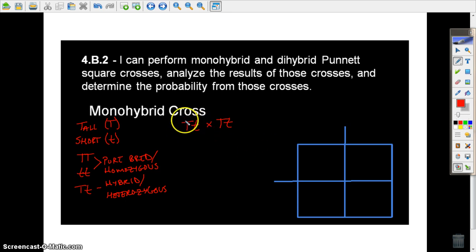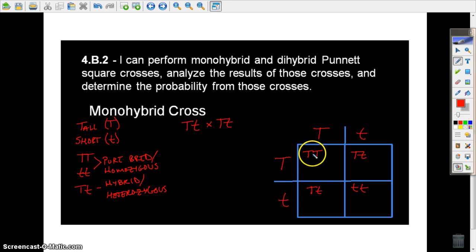So I'm going to take this guy, and my big T I'm going to put here, my small t I'm going to put here. I've segregated my alleles. I'm going to do the same thing with this individual. I'm going to segregate the alleles, big T, small t, and now we can do our cross. Big T, big T, big T, small t, big T, small t. The big letters always go in front. Little t, little t. These are our genotypes. Our genotypes tell us the alleles that we have.